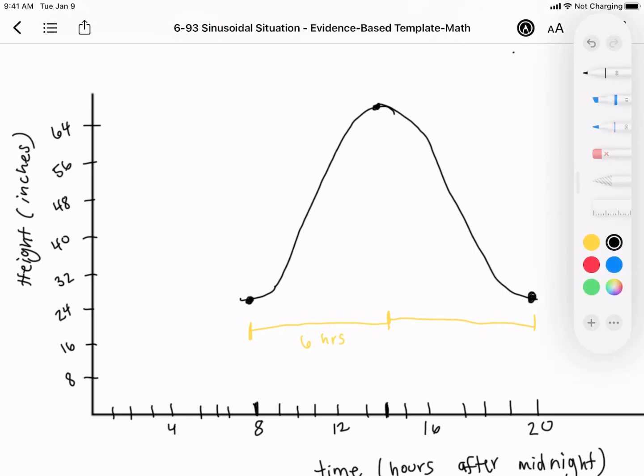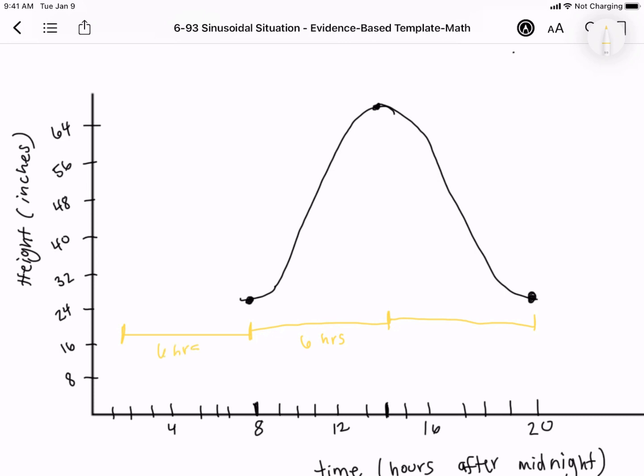Now we can also go in the opposite direction, so I can go back 6 hours to 2. So that's another 6 hours. And I can plot a point over here. So at 2, there will be a maximum value again. And the graph goes up like this. Wow, doesn't that look like a great sinusoidal function now?